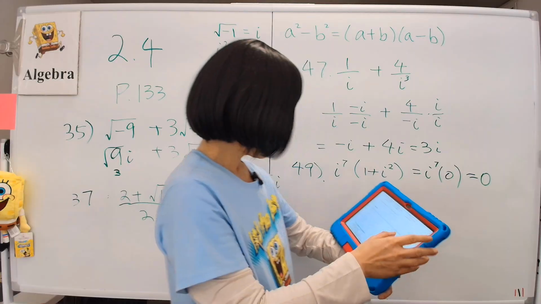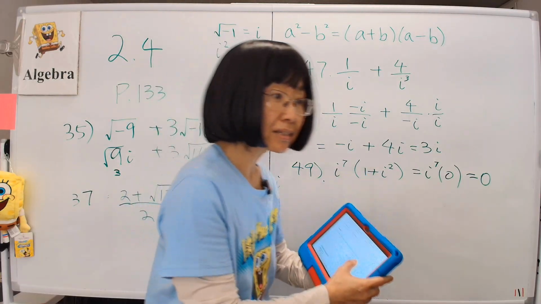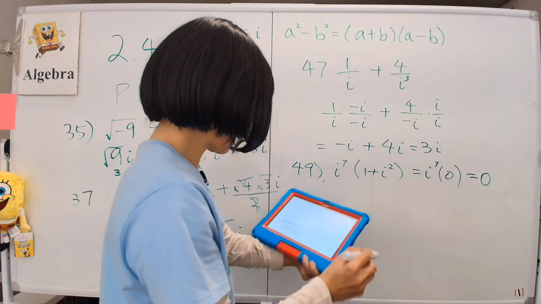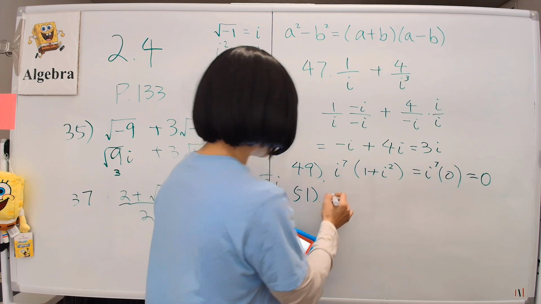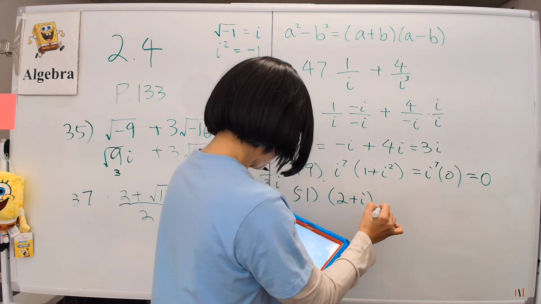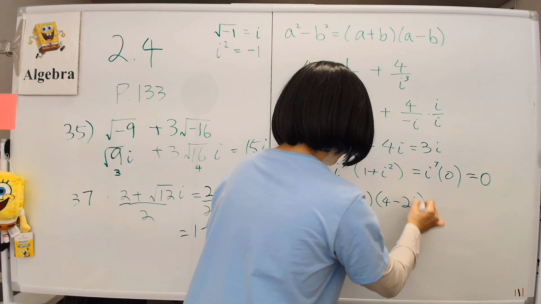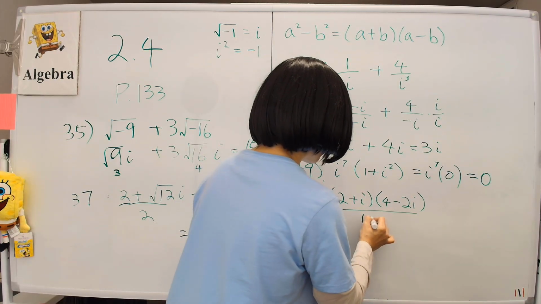And then next, problem 49. No, we already did that. Next, problem 51. Okay, so we have a multiplication happening: 2 plus i, times 4 minus 2i, divided by 1 plus i.